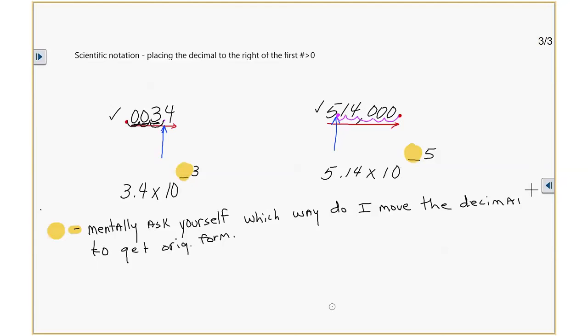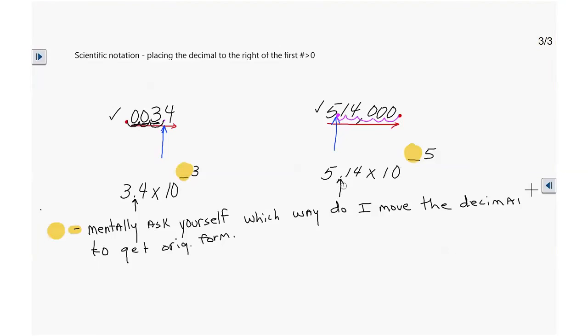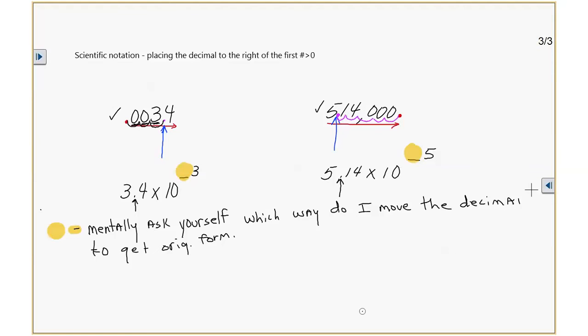Okay? So I'm going to put a little arrow right here. Now, ask yourself mentally, which way do I move this decimal to get back the way it was? To the left or to the right? To the left, so it's a negative. Which way do I move this decimal in my head to get back the way it was? To the right. And that's how you do scientific notation.